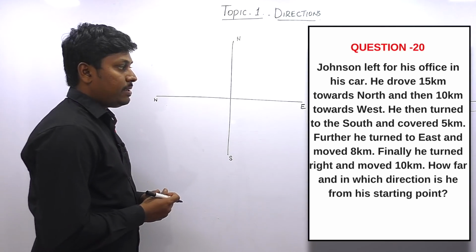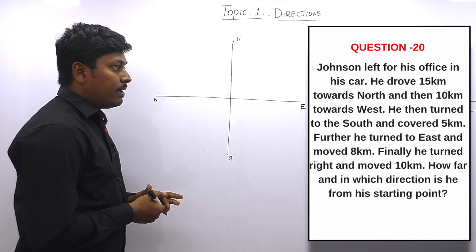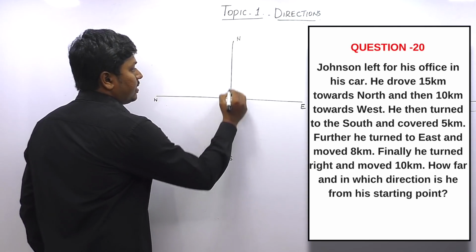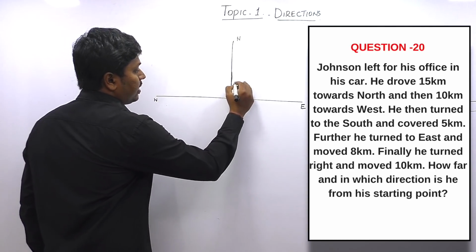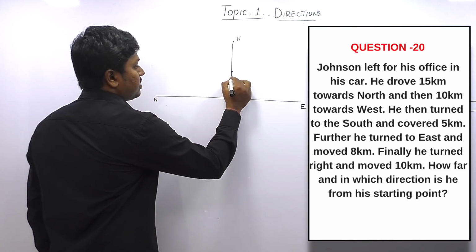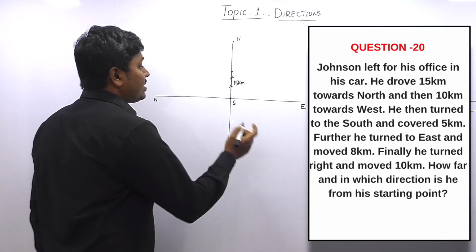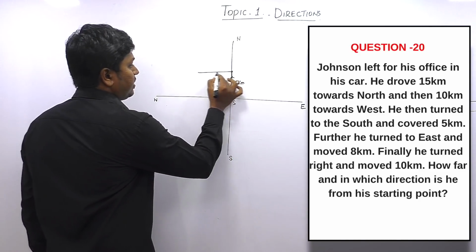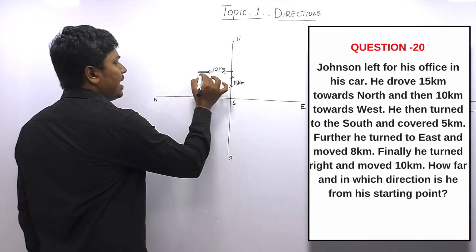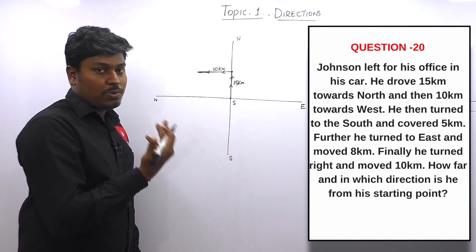Question number 20. Johnson left his office in his car. He drove 15 kilometers towards north. So from the starting point, he is driving a car 15 kilometers towards north. Let me assume this total distance is 15 kilometers. And then 10 kilometers towards west. So west will be, he is taking a right turn and he is traveling 10 kilometers. Because they have directly mentioned from this point, he is driving 10 kilometers towards west.